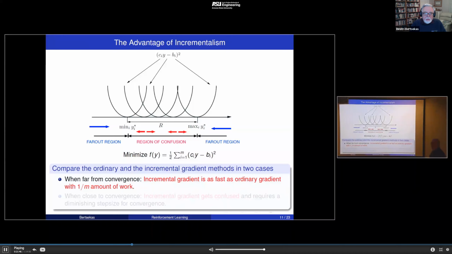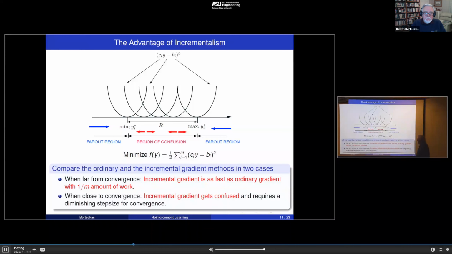So that's the general behavior of these methods. From far out, they are doing the right thing. From the region of confusion, they get confused. And it is possible, however, to make them work, provided you don't make big steps.